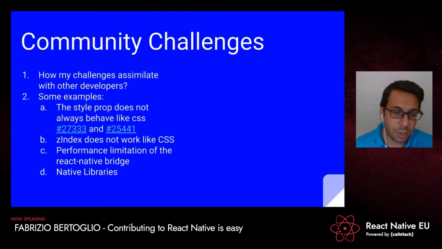Then the third point is performance limitation connected to the React Native bridge. Also here there's a popular open issue in the React Native repository about text input becoming really slow when the user types very fast, because the on-change events will bubble and reach some sort of limitations in the React Native bridge.